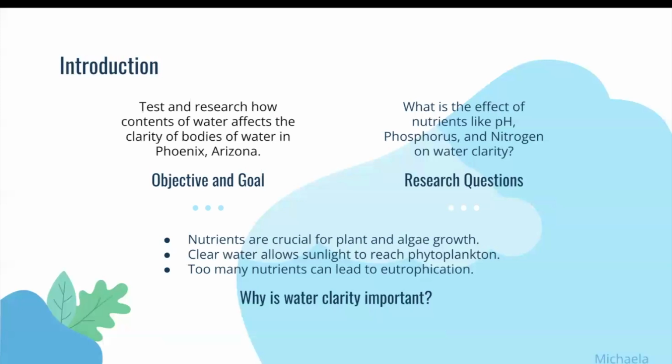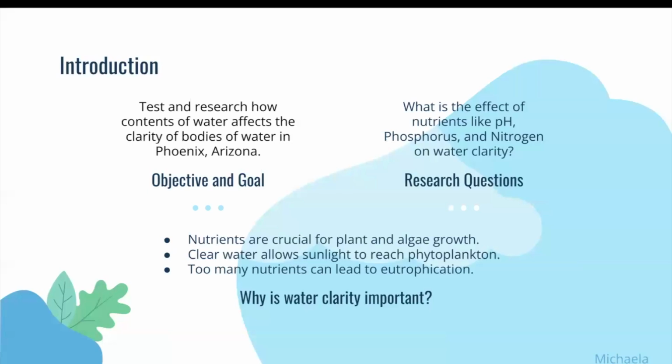Our research question was to ask what is the effect of the nutrients such as pH, phosphorus, and nitrogen, and also KH on water clarity. And some things about why water clarity is actually just important in general is that nutrients are really crucial for plant growth and algae, and that's really important because they are at the beginning of the food chain. Similarly, phytoplankton is also there, so that's why clear water is really important. That way, the sunlight can actually reach those phytoplankton and help feed them, and then they can go on to feed other animals in the food chain.